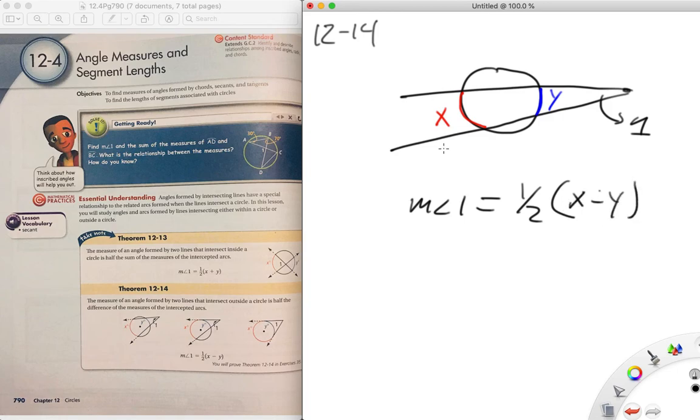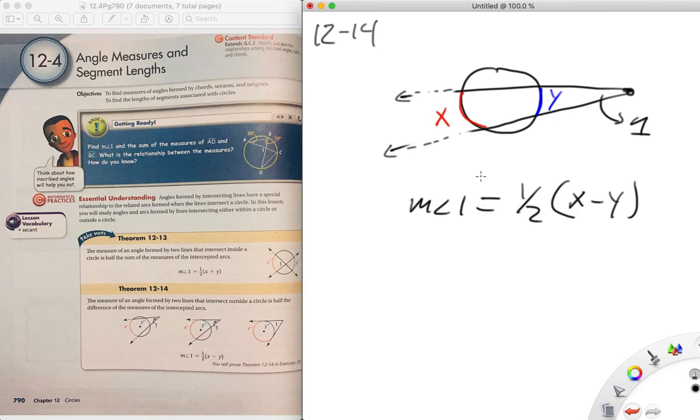In this scenario, X of the intercepted arcs is always going to be bigger than the Y. Because as you come closer to one angle, the rays get closer and closer. So this part is going to be wider with my angle than this part, always, as we come back to some common point that the ray cuts into. So X will always be bigger than Y. You'll always have a positive number in this scenario.